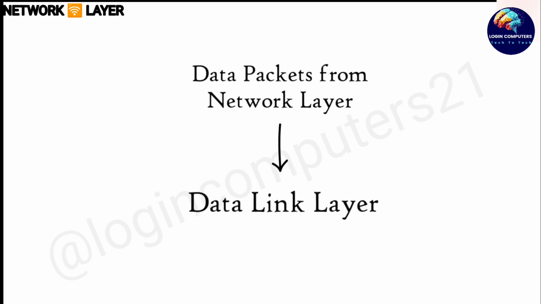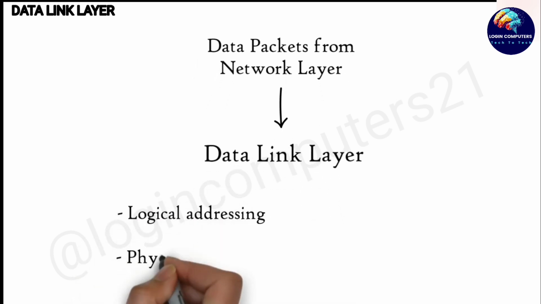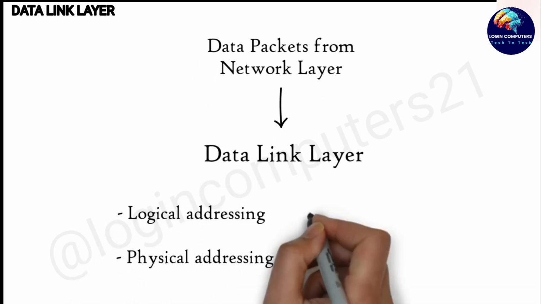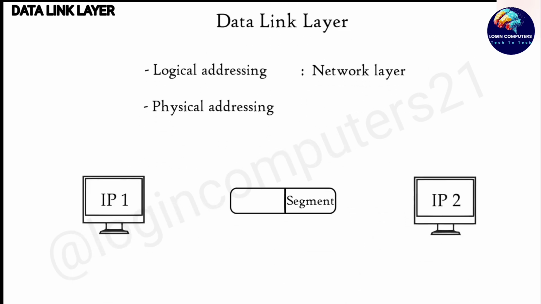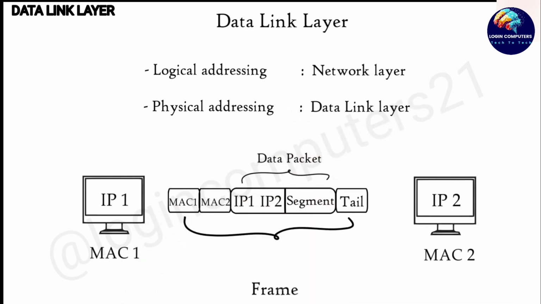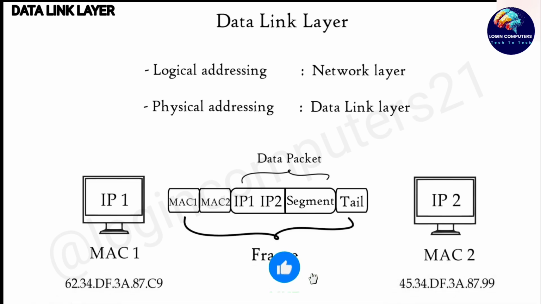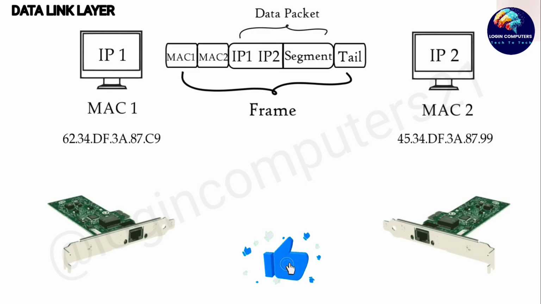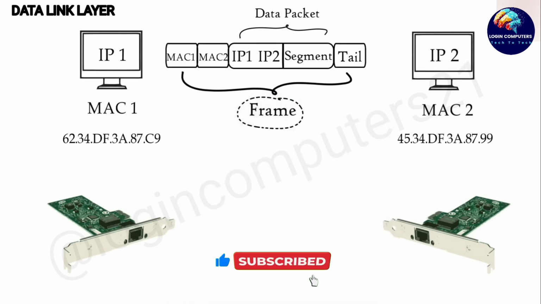There are two kinds of addressing: logical addressing and physical addressing. Logical addressing is done at the network layer, where the sender's and receiver's IP addresses are assigned to each data packet. Physical addressing is done at the data link layer, where the MAC addresses of both devices are assigned to the received data packet. A MAC address is a 12-digit alphanumeric number embedded in the NIC of your computer by the manufacturer. The data unit in the data link layer is called a frame.